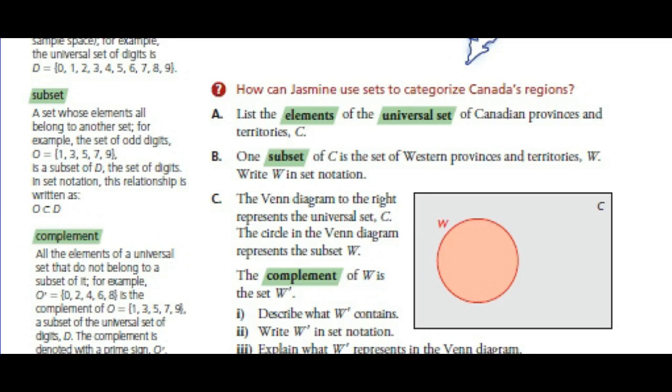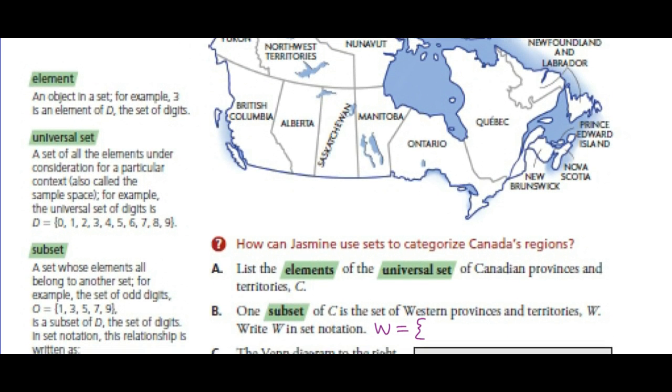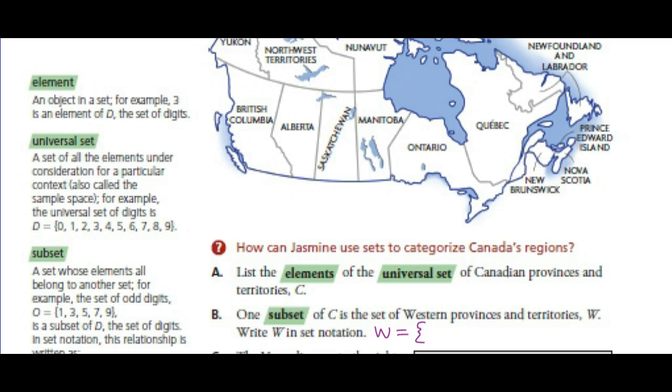W in set notation. Okay, so W equals, right? And so what are the Western provinces and territories? What do we got? Start somewhere. Yeah, that's west. Okay, British Columbia, Alberta, Saskatchewan, Manitoba. Is that a Western province? Yeah. What's the abbreviation for Manitoba? MB. And we need the territories.